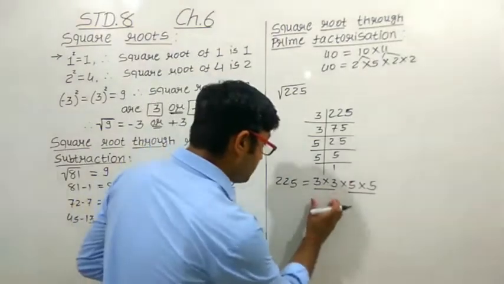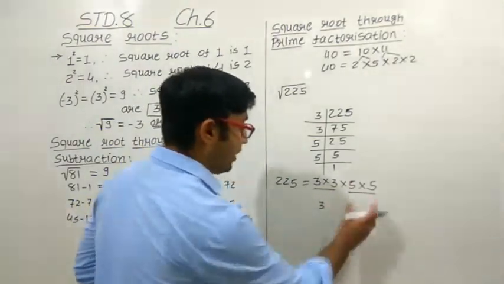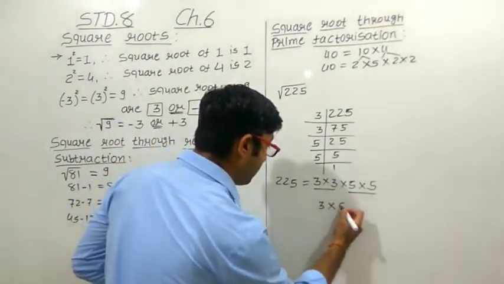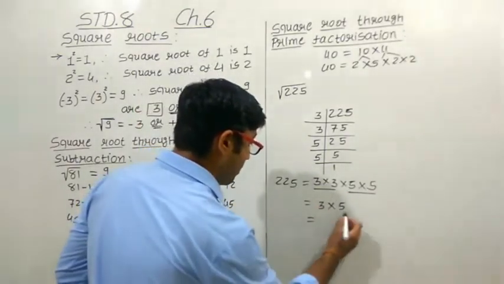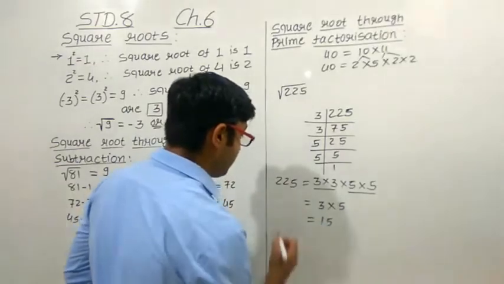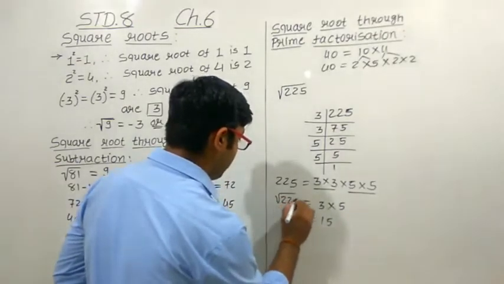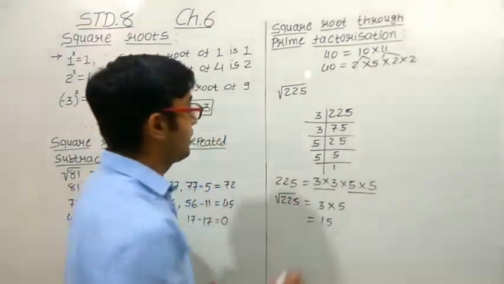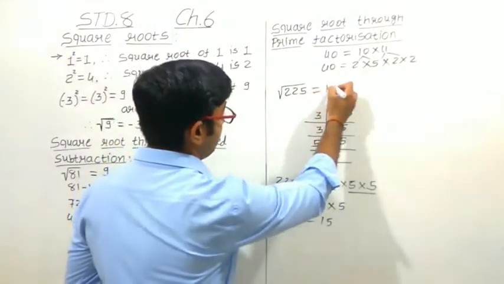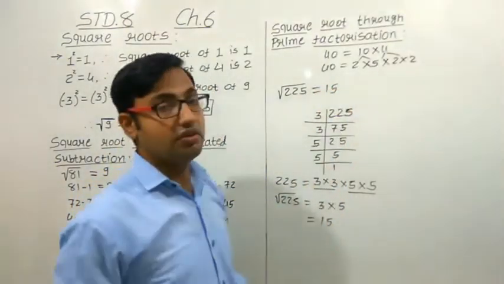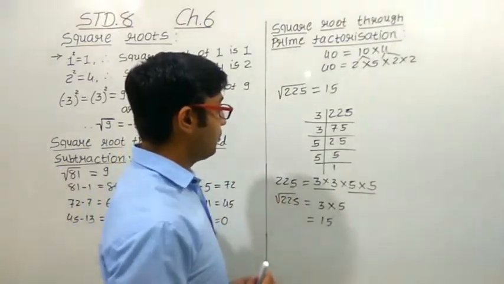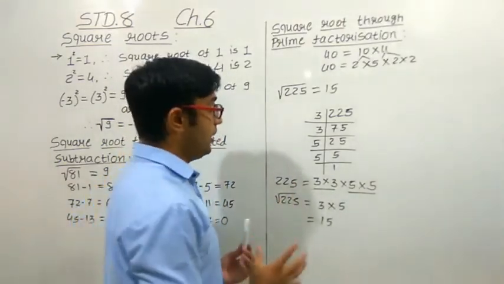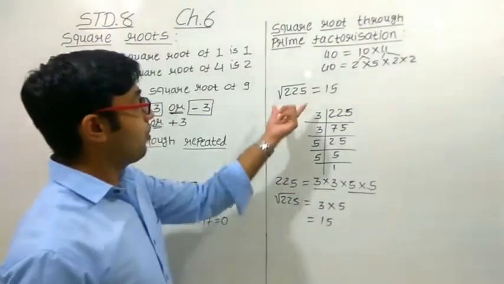So now from this pair we have to take one 3, and from this pair we have to take one 5. So that is why this number is 5 threes are 15, and that will be the square root of 225. So we can write down the square root of 225 is 15.